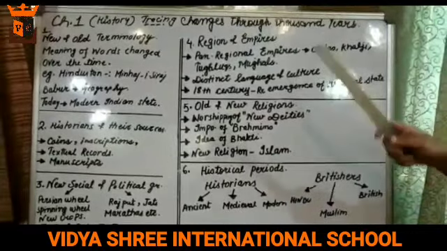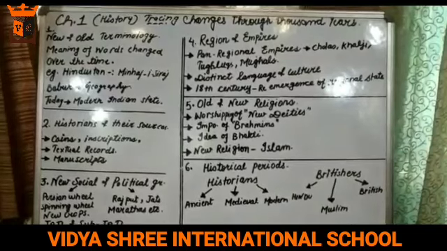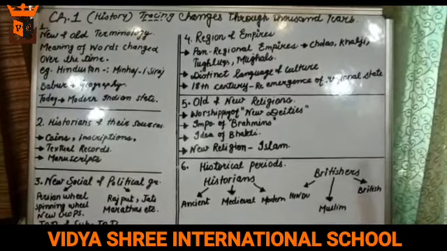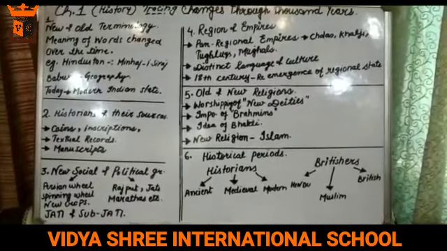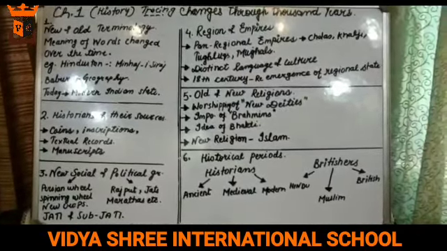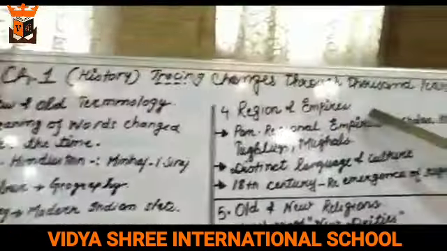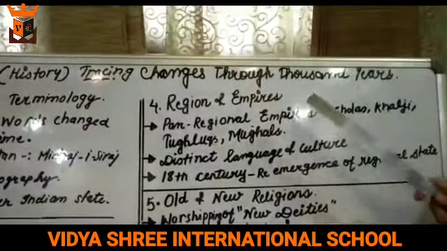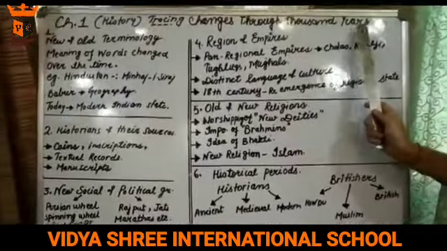So this is the introductory chapter of medieval history. Historians divided history into how many parts? 3 parts, and which is ancient, medieval and modern. So in grade 7 we will be going to learn about the medieval history. As the heading suggested, in this chapter we will be going to learn the changes which happened during 1000 years.